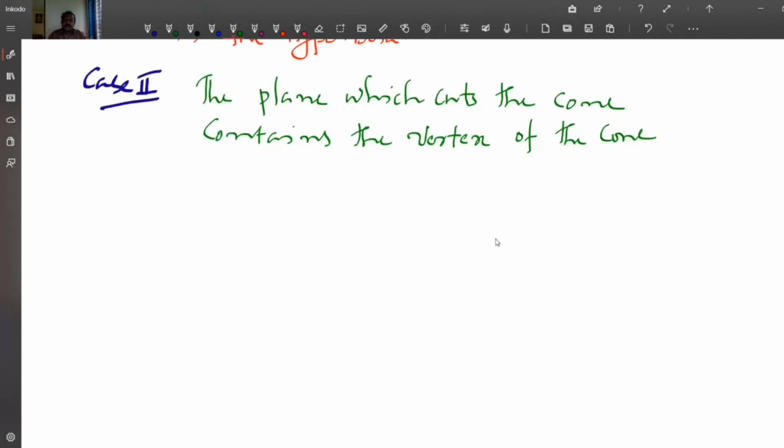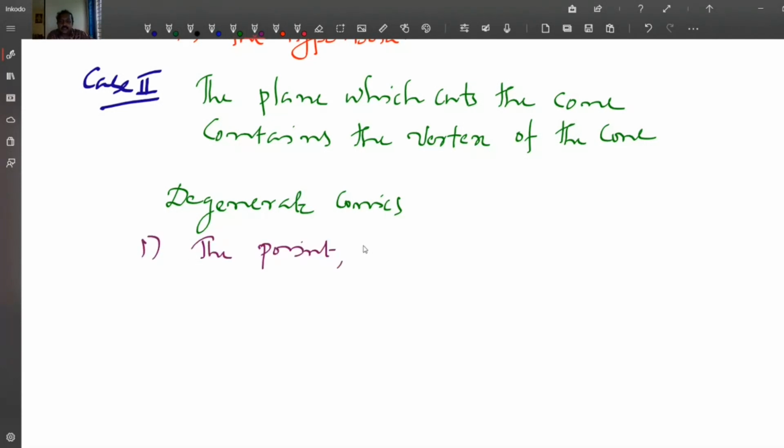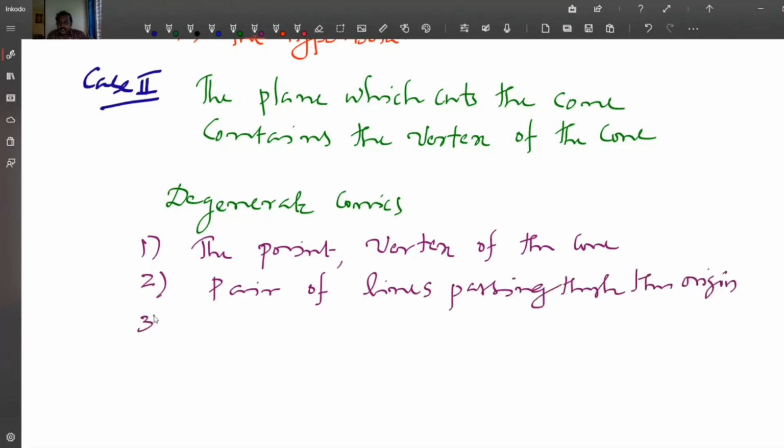In case 2, the plane which cuts the cone contains the vertex of the cone. In this case, we are getting the degenerate conics. There are three degenerate conics. One is the point, which will usually be the vertex of the cone, and second one, pair of lines passing through the origin. Third case is a line passing through the origin.